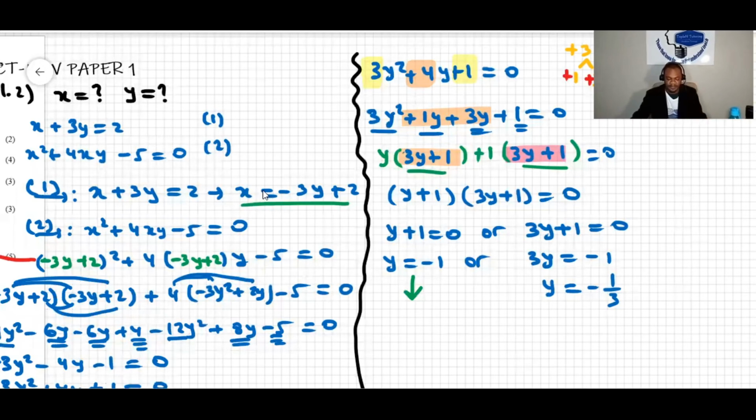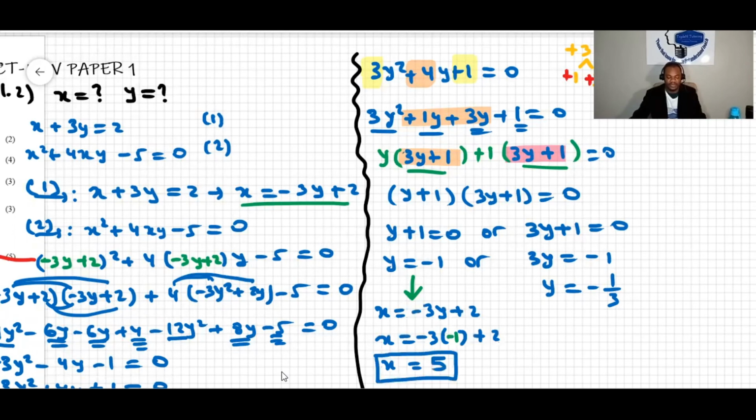So I'm going to say, because x was equal to negative 3y plus 2, I can work out x by substituting the value of y. y is negative 1 here. And then x will be equal to negative 3 times negative 1, that makes positive 3, plus 2, which is equal to 5. So I'm saying here x is equal to 5. So when y equals negative 1, x is equal to 5.